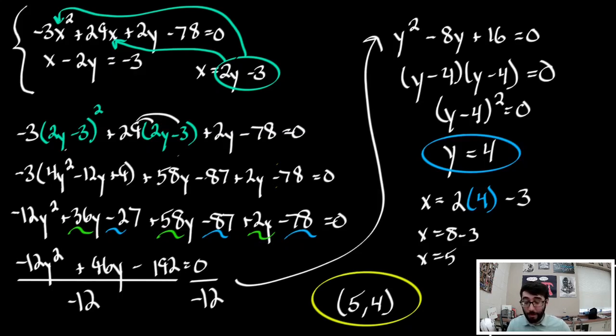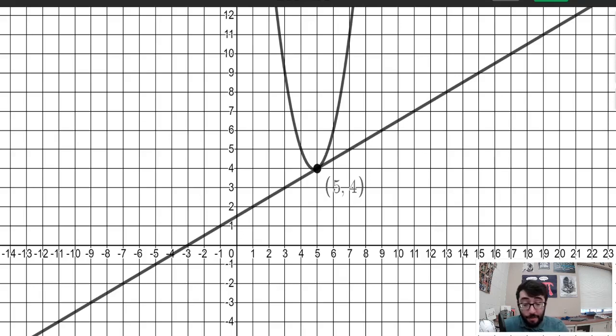Now, if we were to take a look at the graph, we would see that it only intersects once. And here is the graph for this problem, and as we can see, it intersects the parabola only at one point, and that's the point 5, 4. So that is the example of a graph when you're only going to have one solution. Now, like I said before, we can get no solution, and that would be when the line does not intersect the parabola at all.